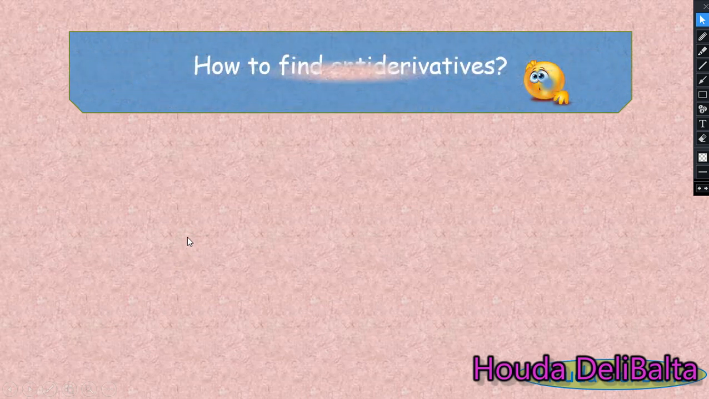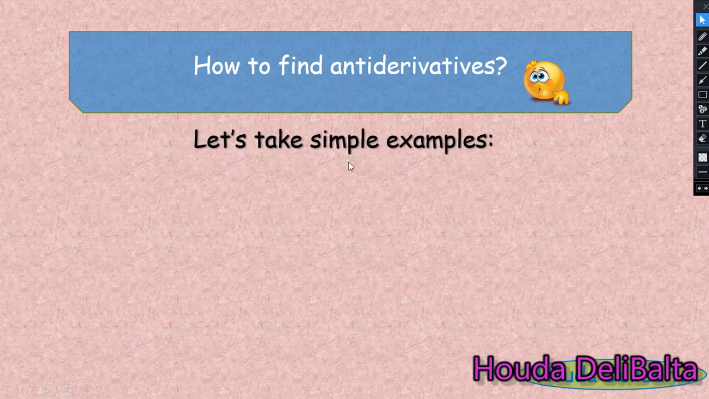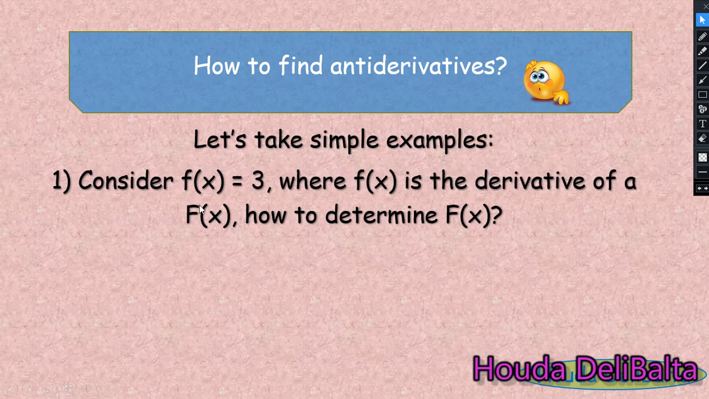And let's get started with the first example. How to find antiderivatives. Neglect this photo because it's just for fun. Antiderivatives are easier than what you think. Let's take simple examples to make things easier. Here we go, the first one.